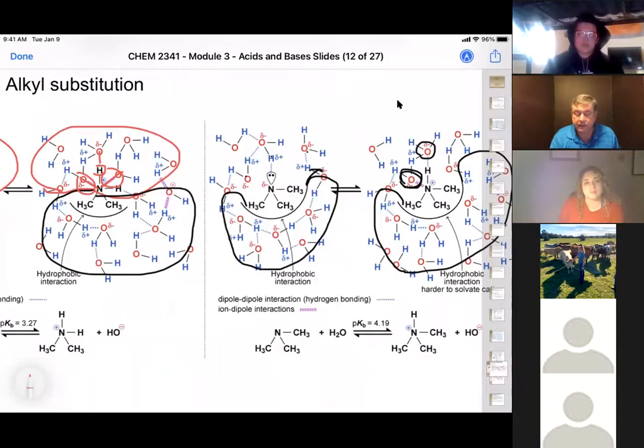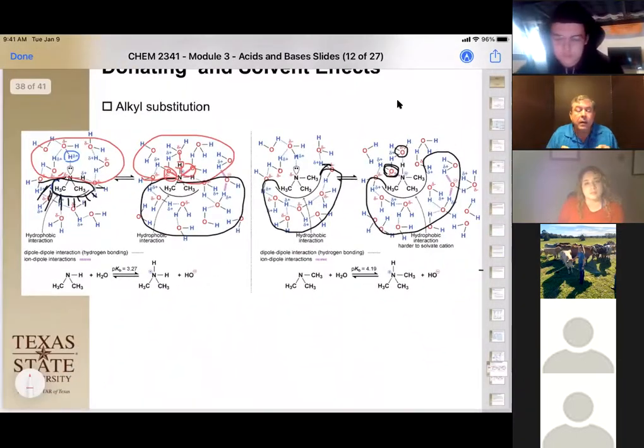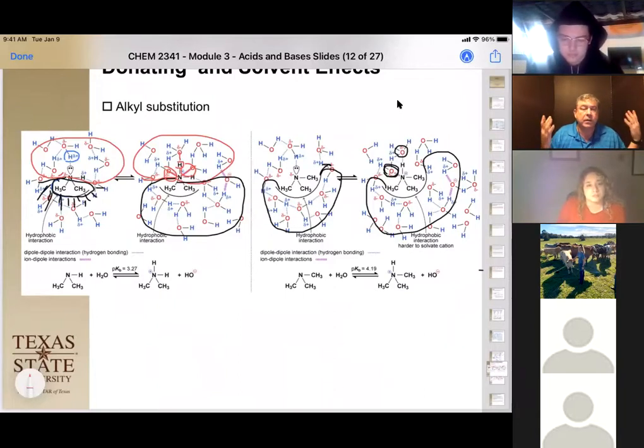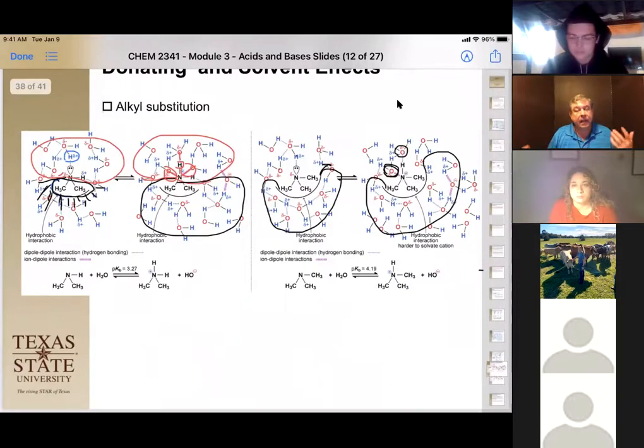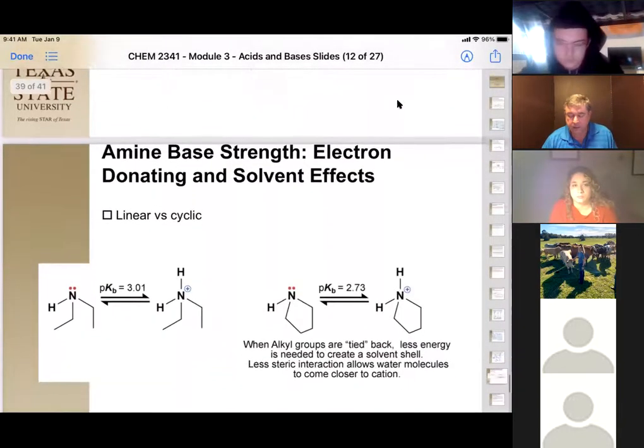And when we look at the pKb's, the pKb for the first one is 3.27 with that good solvent shell, extra oxygen stabilizing that positive charge. And it's 4.9 for the one that has less interaction with the solvent. So it's less basic. So that's analogous to what we saw in the carboxylic acids as well. Okay.